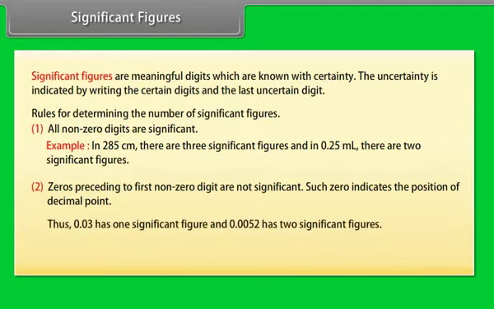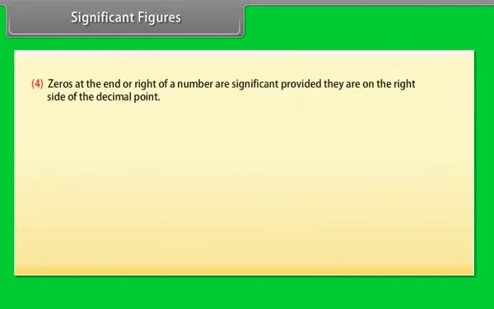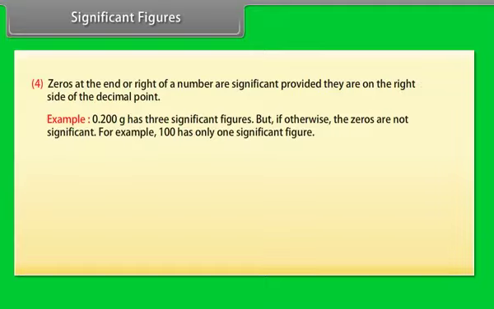Thus, 0.03 has 1 significant figure and 0.0052 has 2 significant figures. Zeros between 2 non-zero digits are significant. Zeros at the end or right of a number are significant provided they are on the right side of the decimal point. Example: 0.200 gram has 3 significant figures. But if otherwise, the zeros are not significant. For example, 100 has only 1 significant figure.